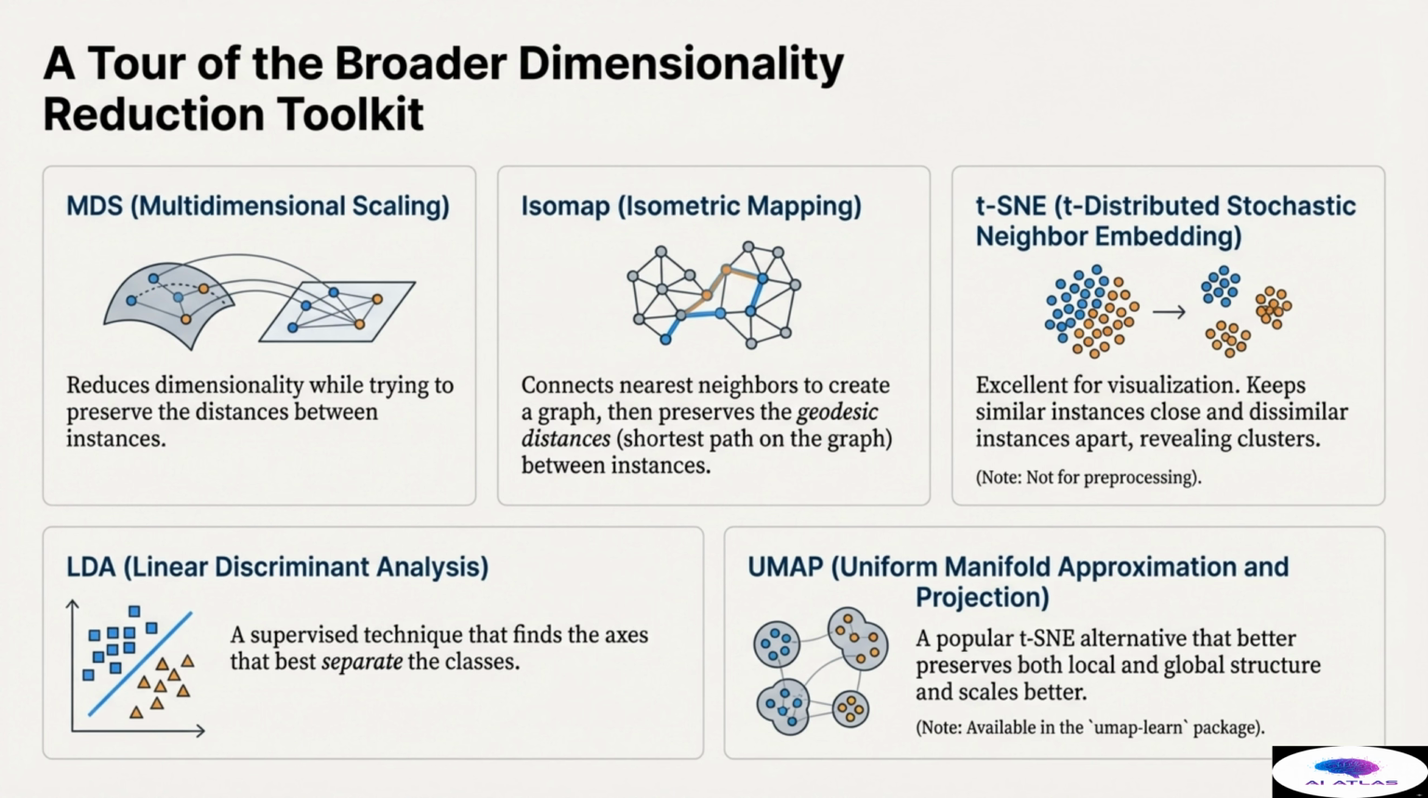t-SNE, which stands for t-distributed stochastic neighbor embedding, is primarily excellent for visualization tasks. It is designed to keep similar instances close together and force dissimilar instances far apart, revealing tight, coherent clusters. Importantly, t-SNE is generally not recommended for data preprocessing prior to model training. Finally, UMAP, or Uniform Manifold Approximation and Projection, is a popular, modern alternative to t-SNE. UMAP offers improved performance, better preservation of both local and global data structure than t-SNE, and superior scalability, making it a very strong candidate for large visualization tasks.